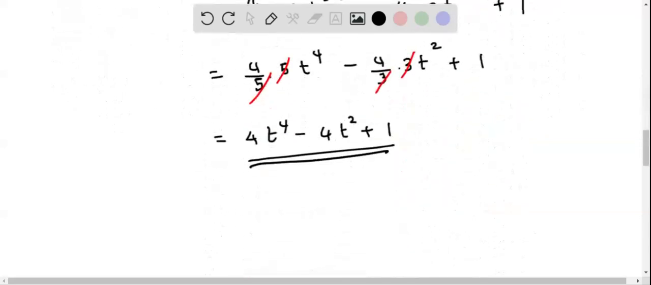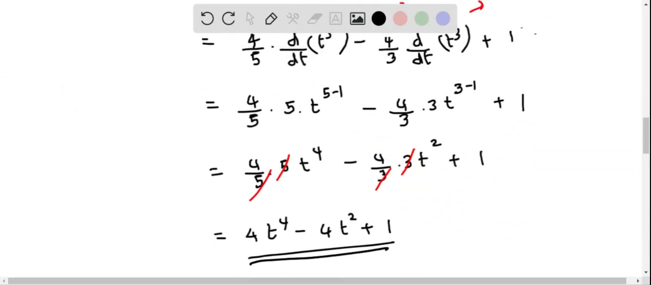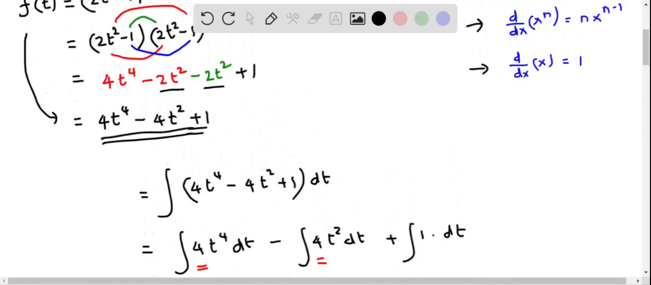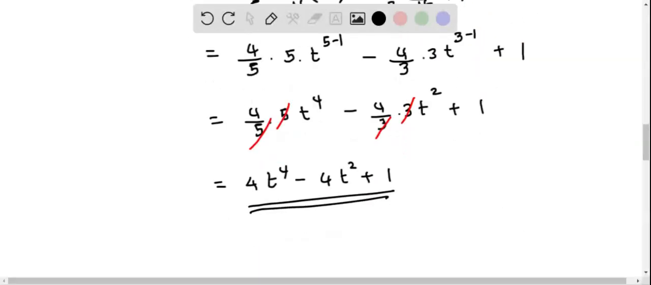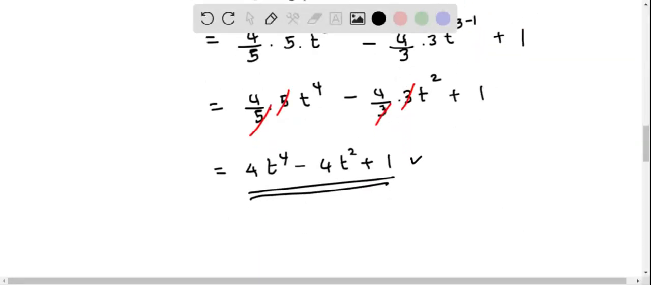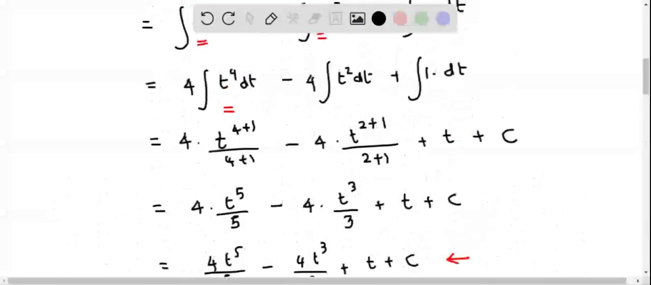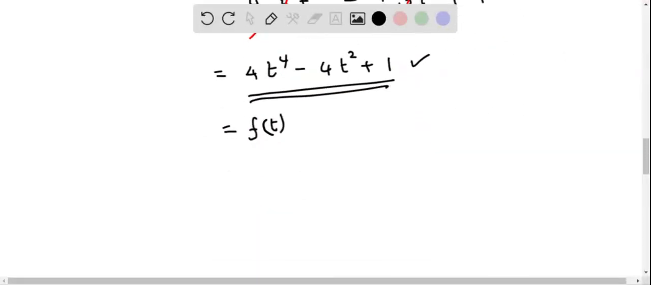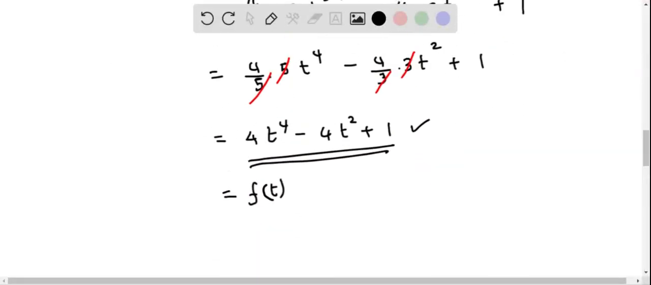Let's verify that this is equivalent to f of t, which we started off with. Here we have 4t power 4 minus 4t square plus 1, and here we have 4t power 4 minus 4t square plus 1. So this is equivalent to f of t, which means when we differentiated the result, we got back f of t. So the integration that we did is correct, and we have also verified the result by differentiation.